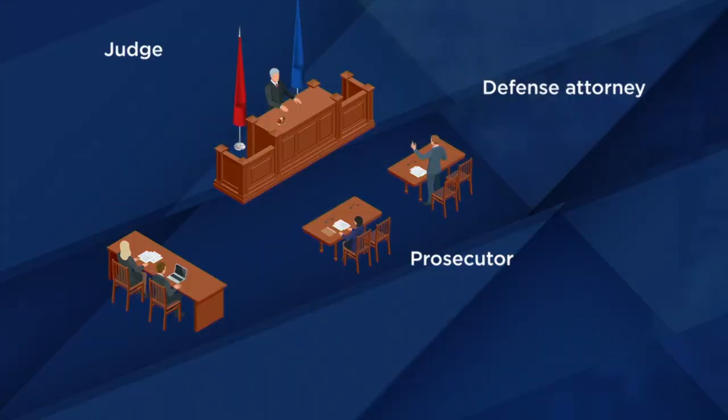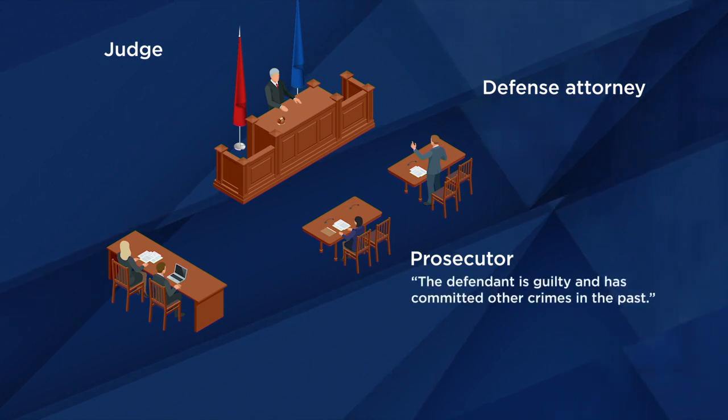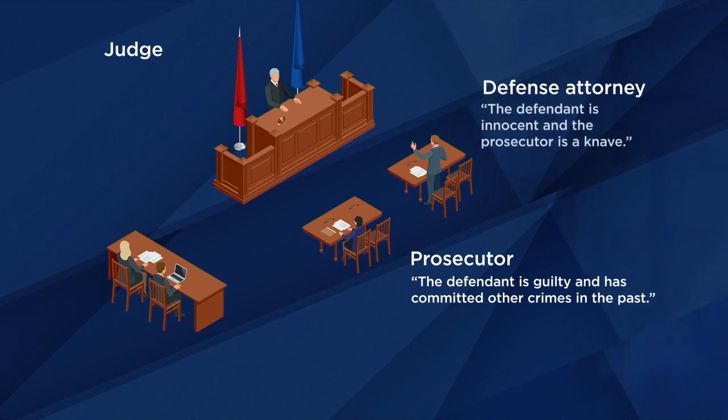Here we go. This puzzle takes place on the same island of knights and knaves that we've seen before, so let me remind you that knights only make true statements and knaves only make false statements. Now, imagine a criminal trial has taken place. The prosecutor said, "The defendant is guilty and has committed other crimes in the past." The defense attorney replied, "The defendant is innocent and the prosecutor is a knave."